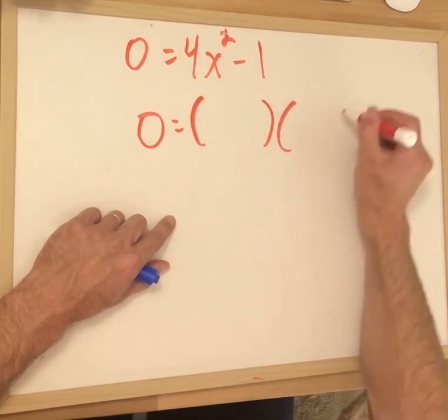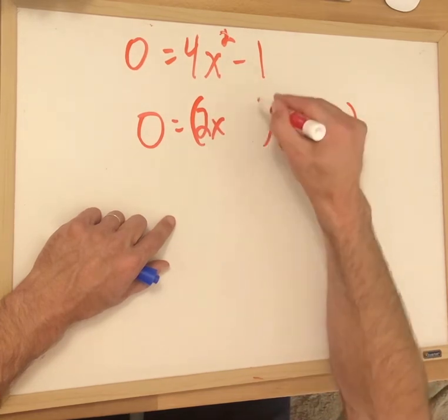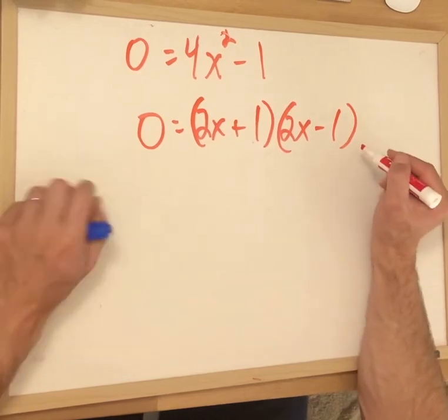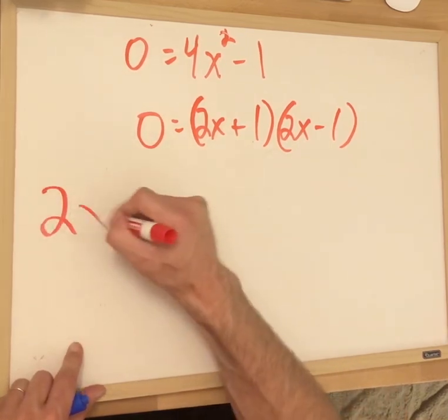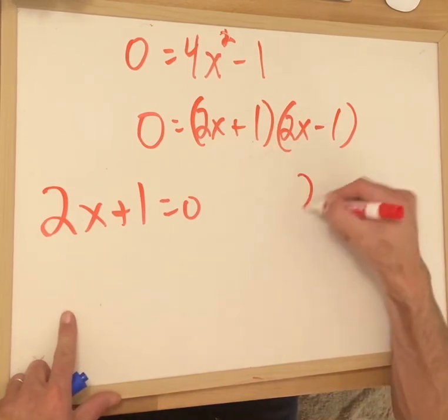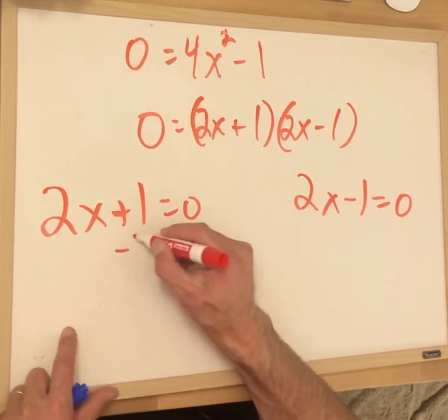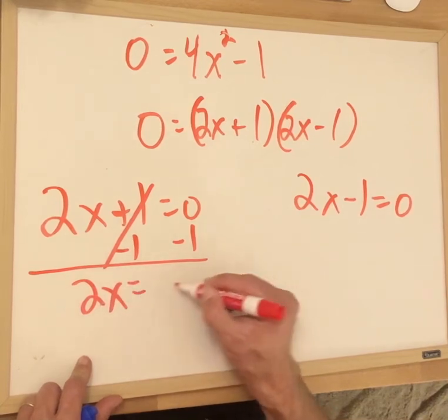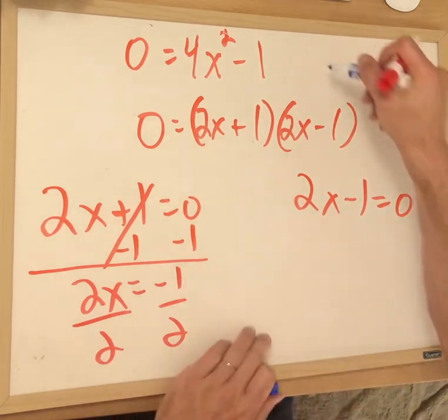Take the square root of this term. Take the square root of this term. 1's a plus, 1's a minus. Last step, use the zero product property. That means pull this out, 2x plus 1, and set it equal to 0. Pull this out, 2x minus 1 equals 0. And then solve for your x. Minus 1, minus 1. Just basic math to get 2x equals -1, divided by 2. One of your solutions is -1/2.